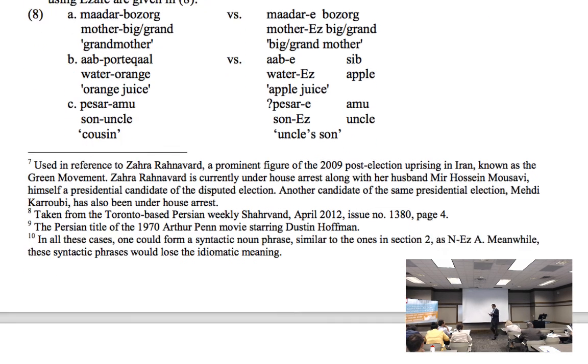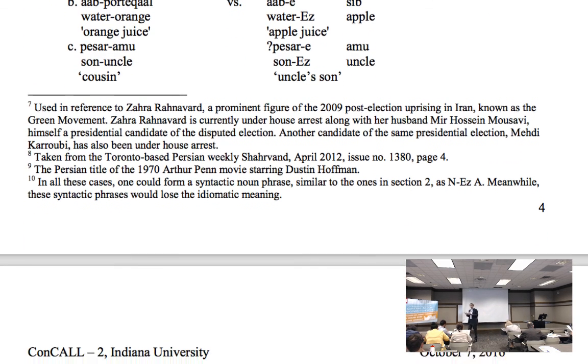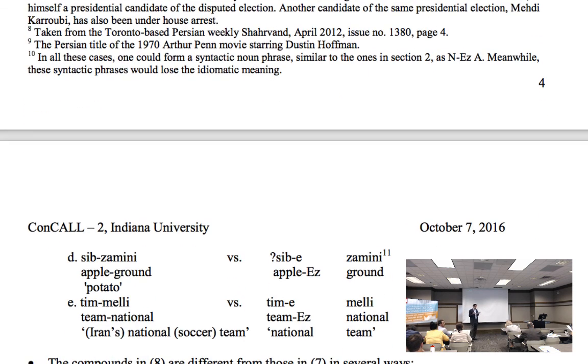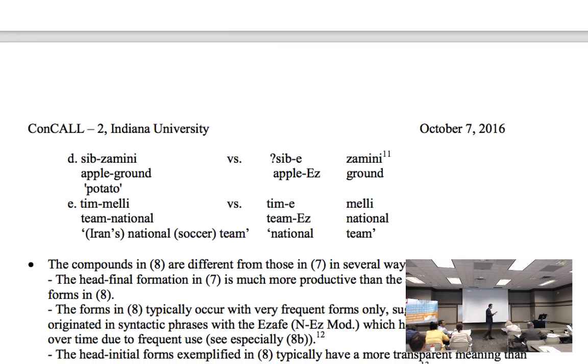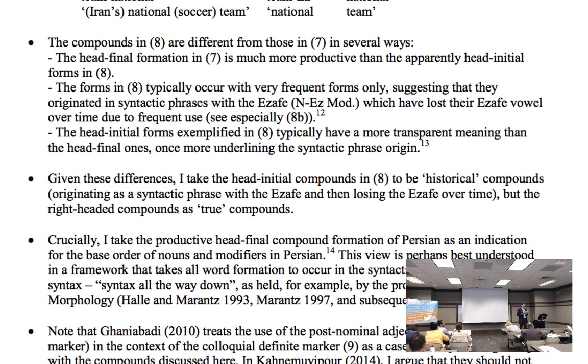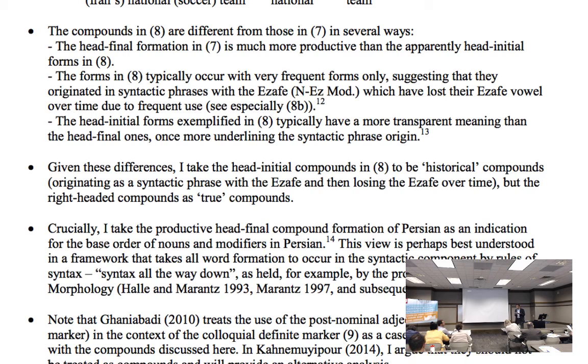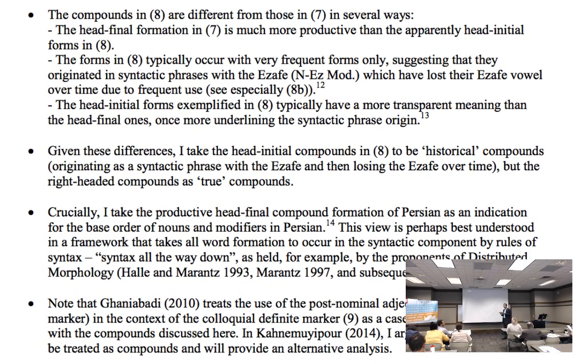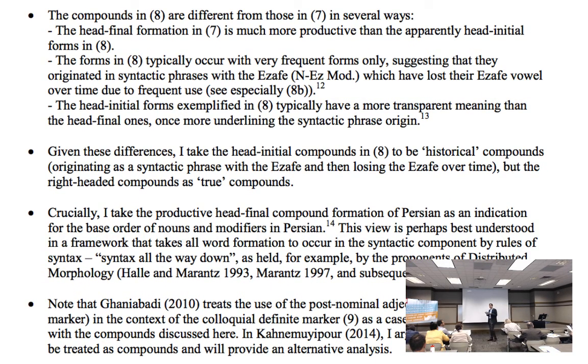What I would like to suggest is that the compounds in 8 are actually different from the ones in 7 in several ways. For one thing, the head final formation in 7 is much more productive than the apparently head initial ones. And also the ones in 8 are typically used with very frequent forms, forms that have been used a lot over time, which to me suggests that they originated as an Ezafe construction, and over time with a lot of usage they've lost their Ezafe.